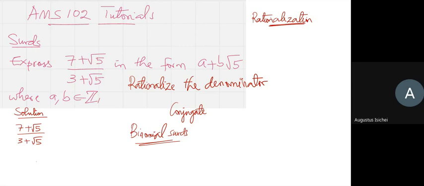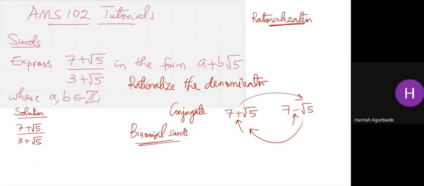So any binomial surd has a conjugate. The conjugate of this binomial surd, 7 plus root 5, is simply 7 minus root 5. Just change this sign to a negative sign. If it is plus, change it to minus. If it is minus, change it to plus. So the conjugate of 7 plus root 5 is 7 minus root 5, while the conjugate of 7 minus root 5 is 7 plus root 5. Anna, does that answer your question? Yes, sir. So do we understand what conjugate means? Just change the sign.